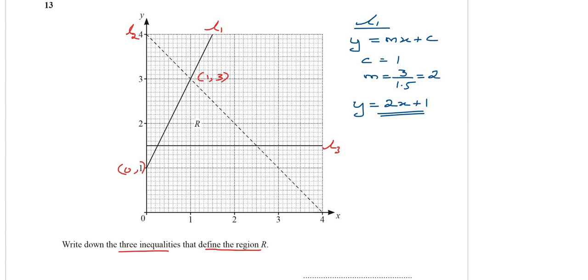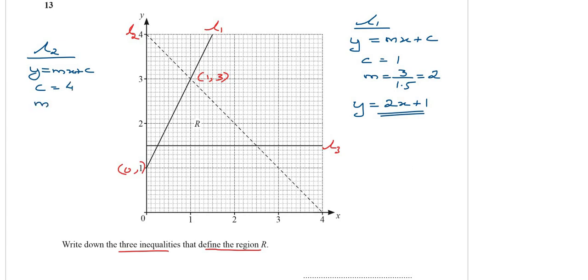Now I am finding the line L2 equation. When you look at this L2, you can see here again it is y is equal to mx plus c, so there is a y-intercept. You can see the line is touching the y-axis at 4. So c is equal to the y-intercept, that is, the line is touching the y-axis at 4. c is equal to 4.